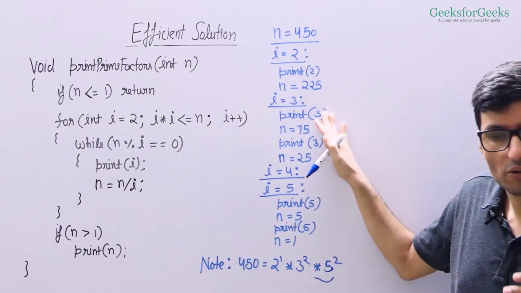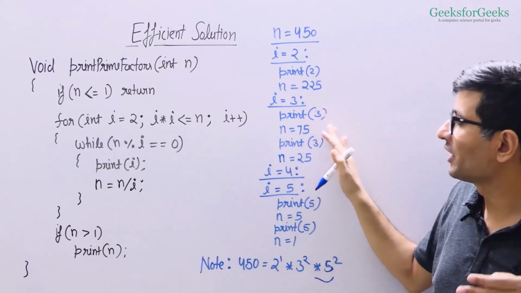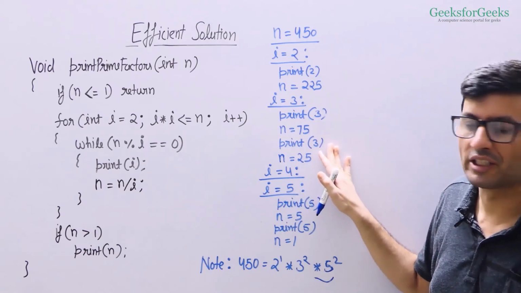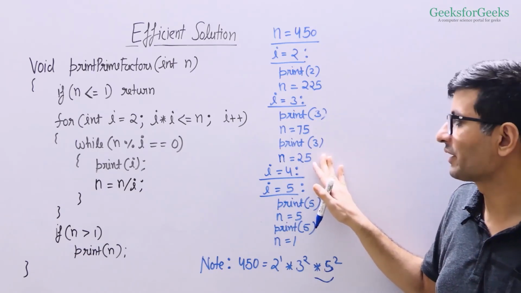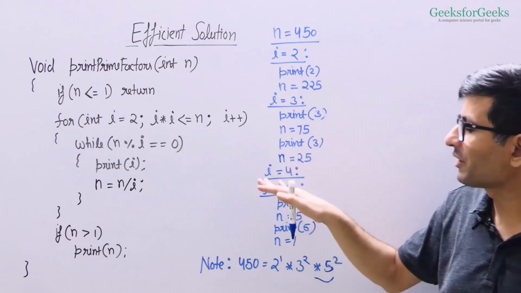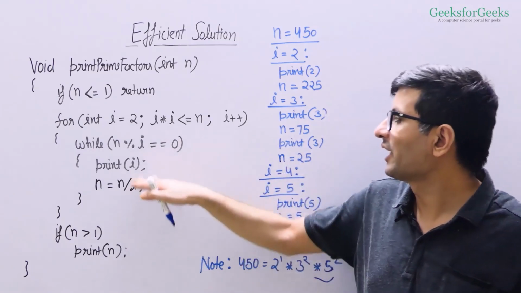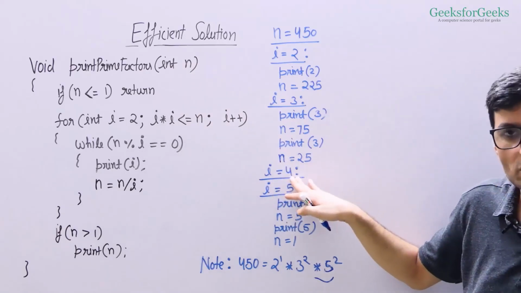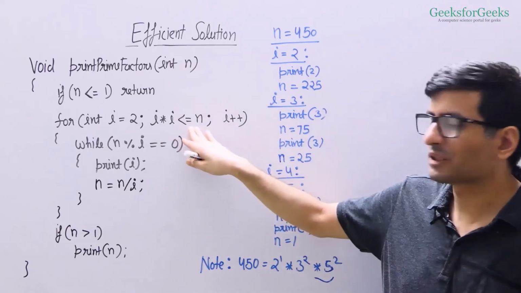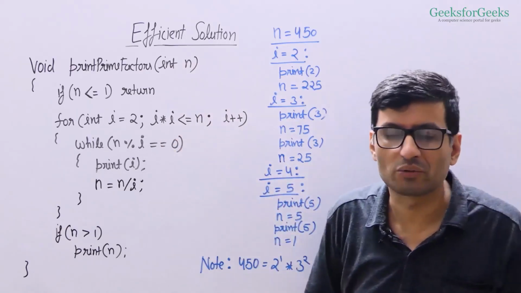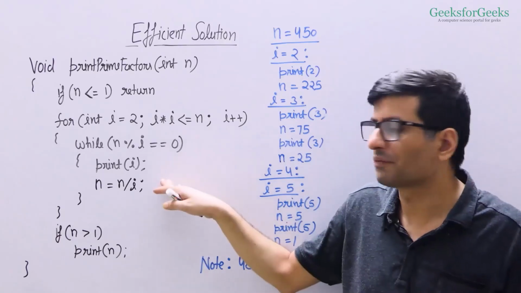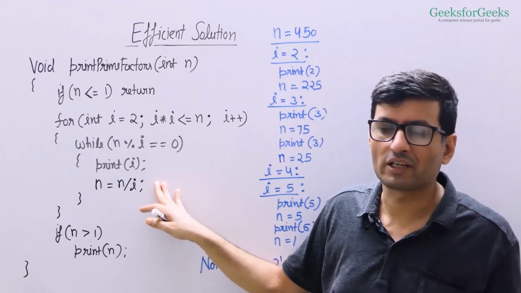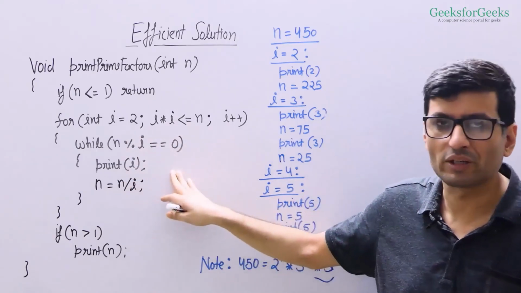So inside this loop, we are first going to print 3, then we are going to divide the number by 3, we get 75. Then we are again going to print 3 and divide it by 3 again, we get 25. Now we have the number n as 25, and we have come out of this loop, so I is going to increment next time and I is going to become 4. Now we check if 4 into 4 is more than or equal to 25. It is not. So we are going to get inside the loop for 4, but 4 is not dividing 25, right? So we do not go inside the inner while loop.